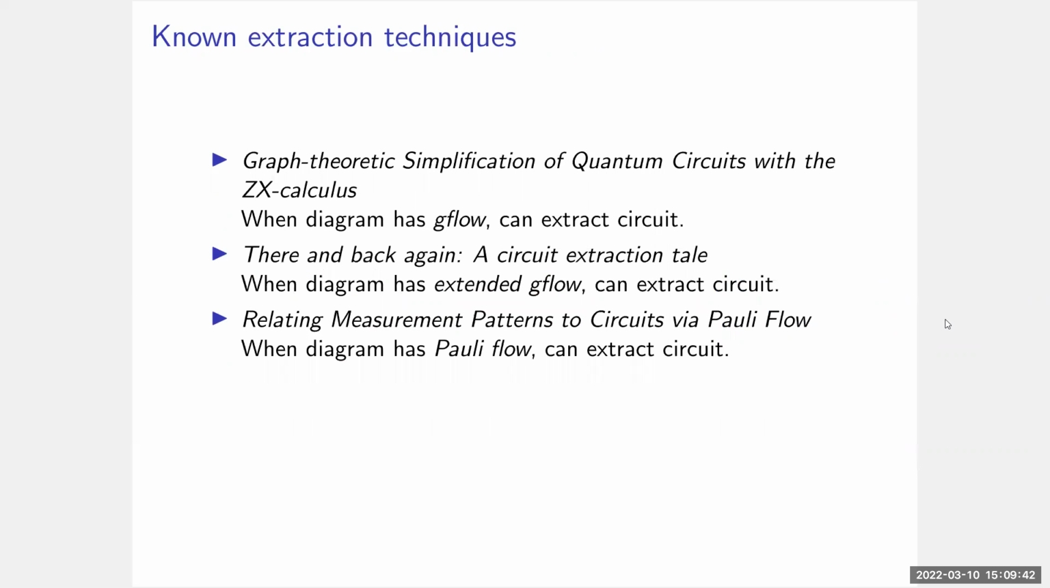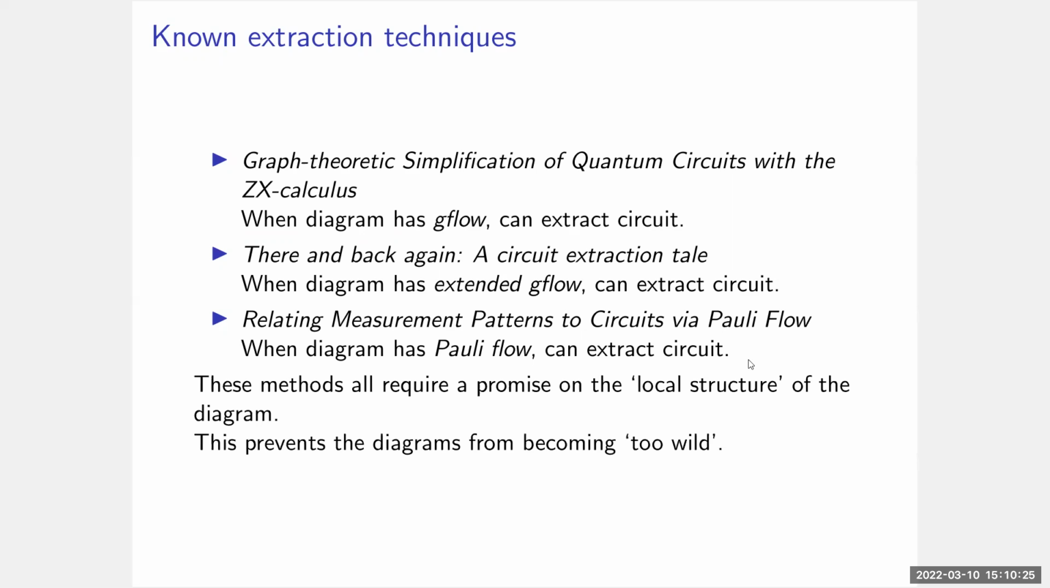So there's a bunch of techniques that are known to take a diagram and translate it into a quantum circuit. The first paper to do this was this top one, the graph-theoretic simplification of quantum circuits with ZX-calculus. And this says that if the diagram has a property called G-flow, which stands for generalized flow, then you can extract a circuit. Then there is another paper, Back again: circuit extraction tails, which says that if the diagram has extended G-flow, so this is a more general property, they can also extract the circuit. And then this last paper, relating measurement patterns to circuits via Pauli flow, says that if the diagram has something called Pauli flow, which is again a generalized version of extended G-flow, they can extract the circuit.